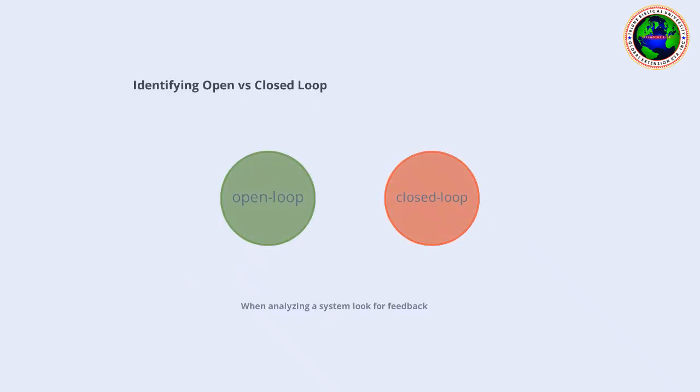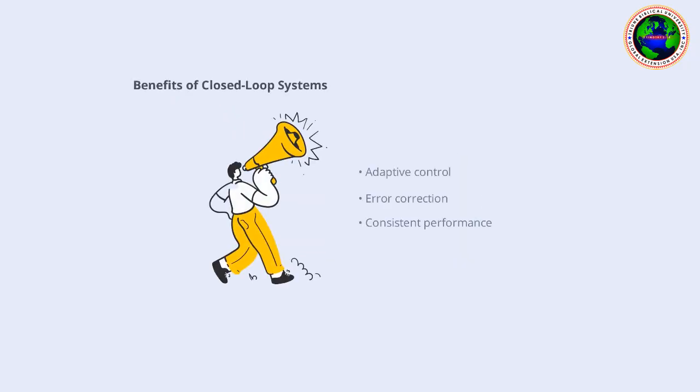When analyzing a system, look for feedback. If the output is measured and used to adjust the input, it's a closed-loop system. If not, it's open-loop. This distinction is key to understanding how the system maintains accuracy and responds to changes. Closed-loop systems offer several advantages. They can adapt to changes, correct errors, and maintain consistent performance. This makes them ideal for applications where precision and reliability are critical, such as robotics, automotive, and aerospace engineering.